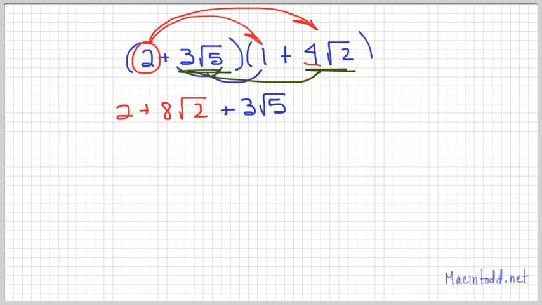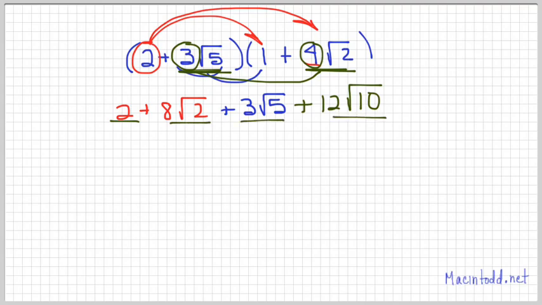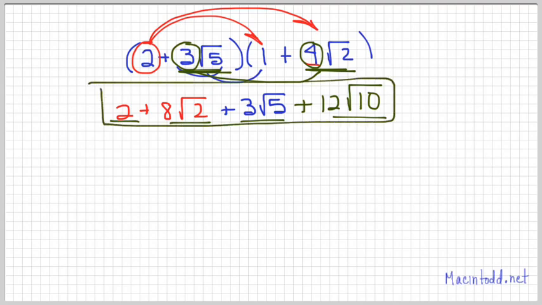This is the toughest one for people. 3 and 4 on the outside, and 5 and 2 are on the inside. We multiply them. I check everything to see if I can simplify any radicals. I can't. 10 is made up of 2 times 5. Neither one's a perfect square. None of the radicals are the same, so I can't add them. And so that would be the final answer for this multiplication.